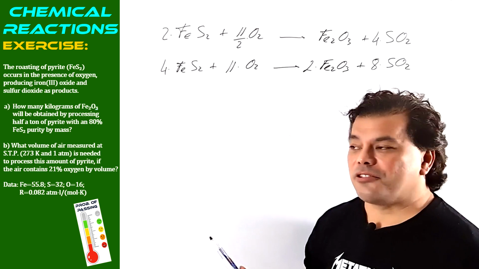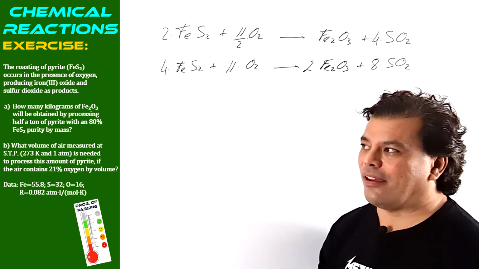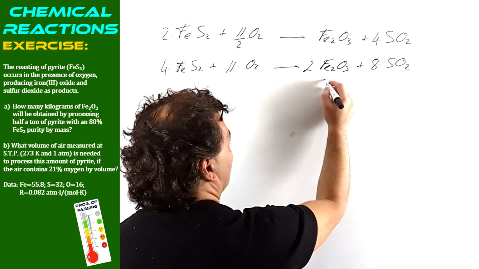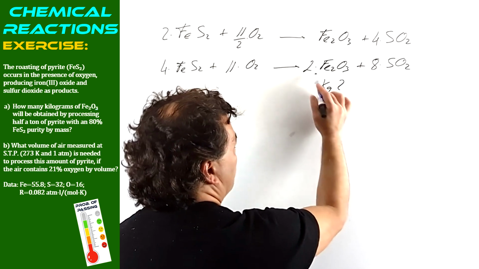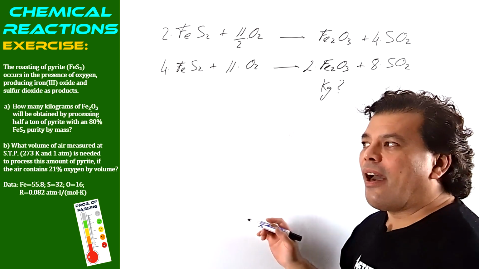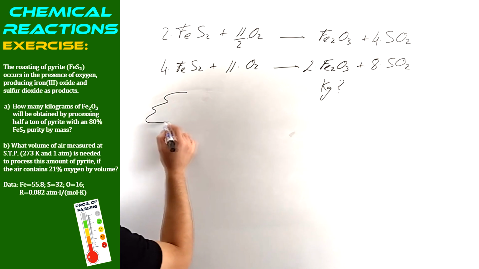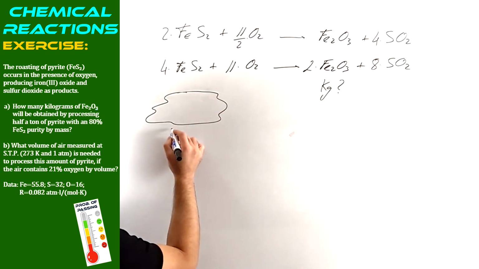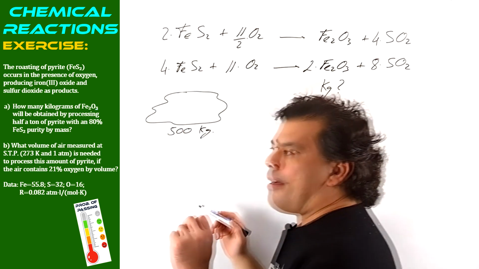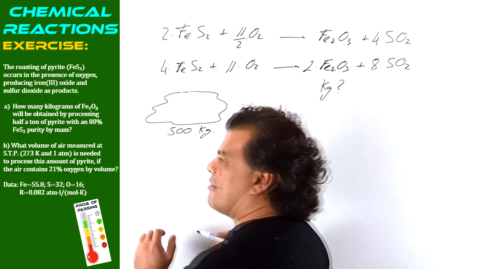And now let's read together section A in order to know what they are giving us and what they are asking us to calculate. It says, how many kilograms of iron 3 oxide, they are asking to calculate kilograms of this substance, will be obtained by processing half a ton of pyrite. This is half a ton of pyrite, which means 500 kilograms. With an 80% FeS₂ purity by mass.